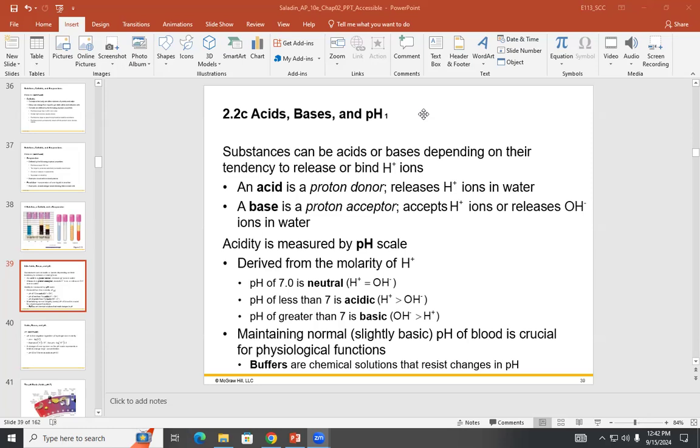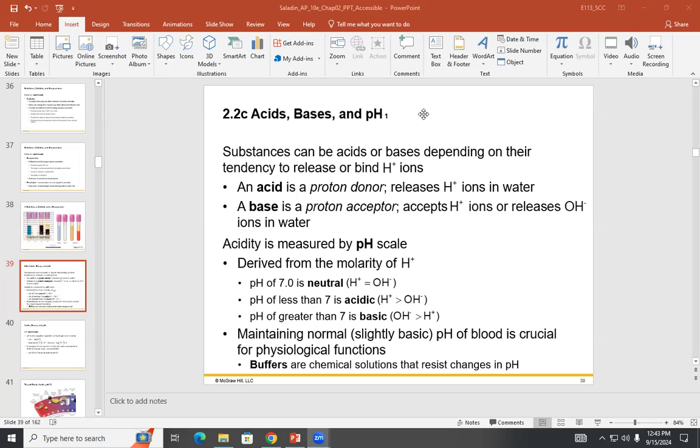Acidic means high hydrogen proton concentration. It means low basicity. It means low pH, and it means low hydroxyl concentration. That's very important. Then for basic, you have low hydrogen proton concentration, you have high hydroxyl concentration, you have high pH, and you have low acidity.